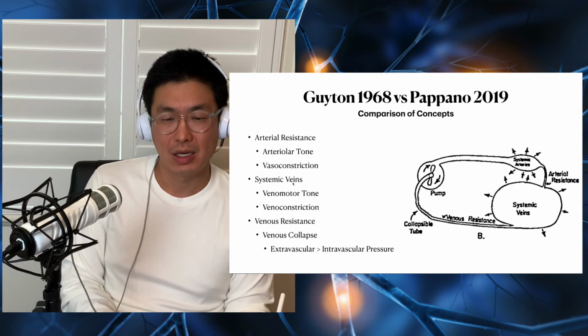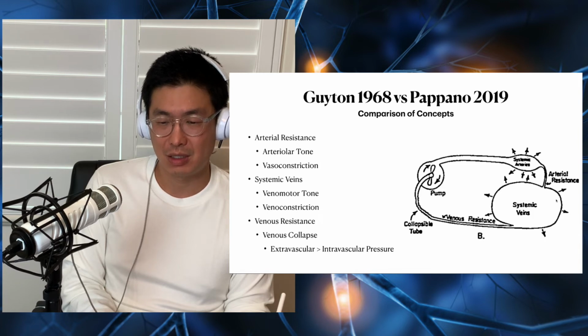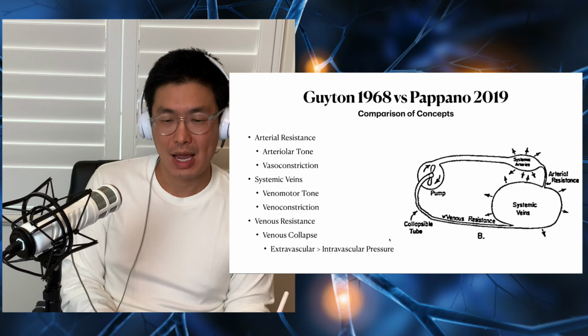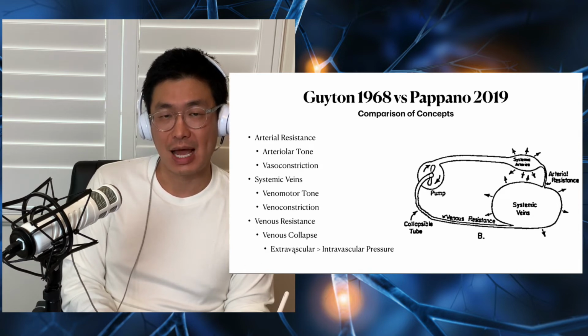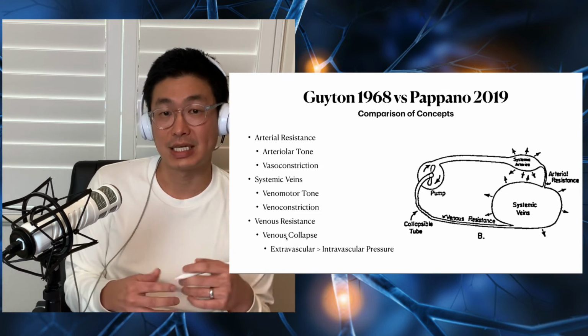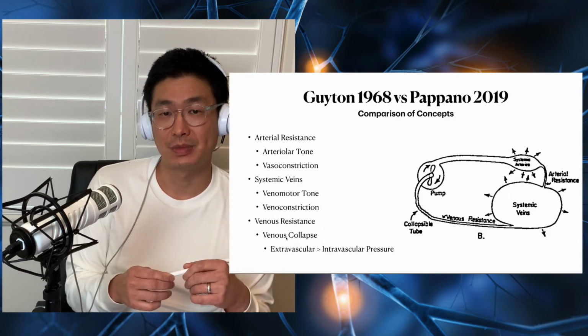And then when Guyton talks about systemic veins, so this reservoir here, I think Pappano is referring to things like venomotor tone or venoconstriction. And then lastly, when Guyton talks about venous resistance, which is this tube here to the pump, that has to do with things like venous collapse, or when your extravascular pressure is actually more than your intravascular pressure.